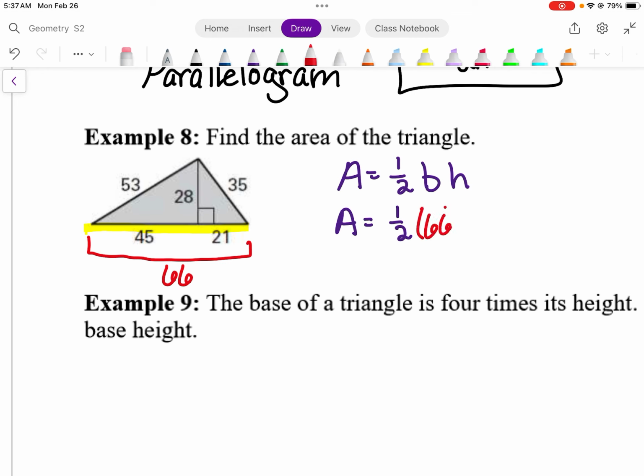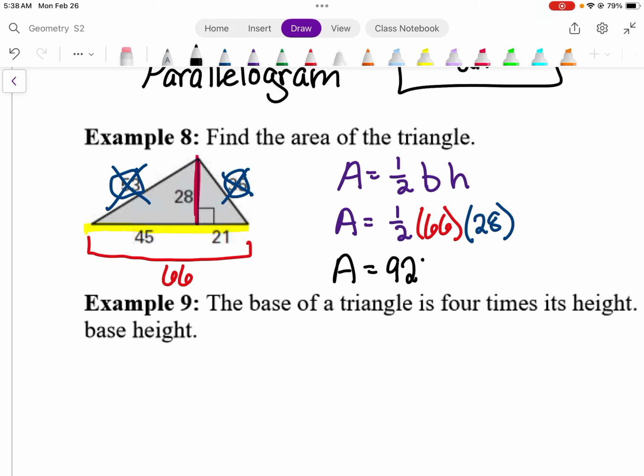So in for the base, we're going to plug 66 in, and then we're going to use the vertical height. So we're going to use 28. And a lot of common mistakes is people would use 35 or 53 in this case, but those are not the vertical height, so we do not want to use that one. Once you're there, you can just plug all of this into a calculator, and you would end up getting 924 units squared.